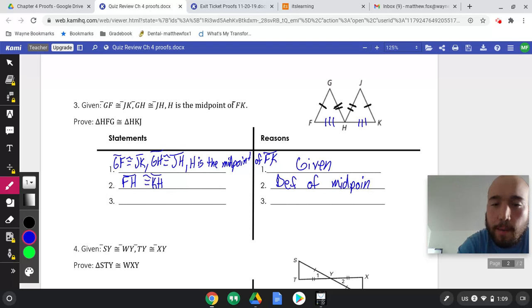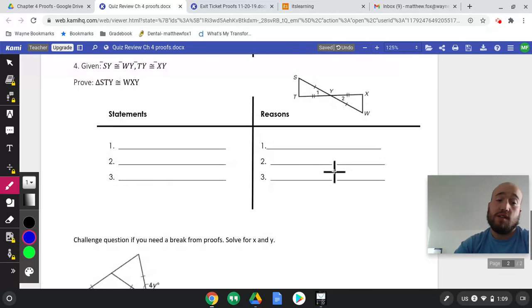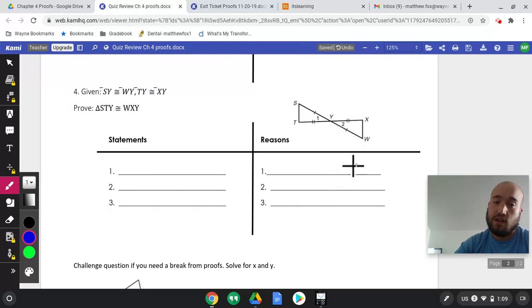So from here now, I can determine that triangle HFG is congruent to triangle HKJ, and my reason, SSS. There are three sides marked on there. Okay, we're just about done. I'm going to do one more with you here today.